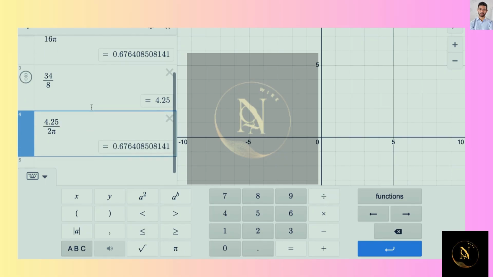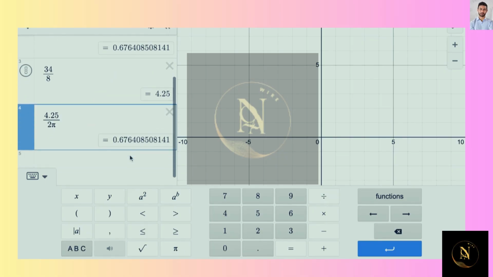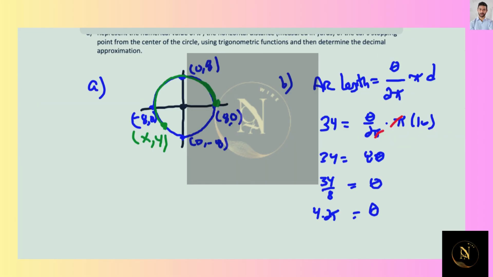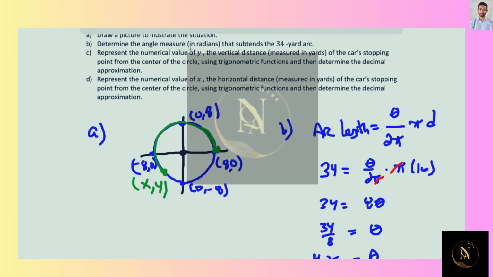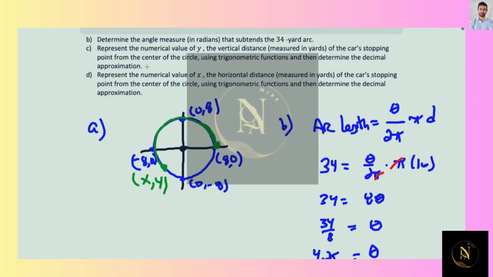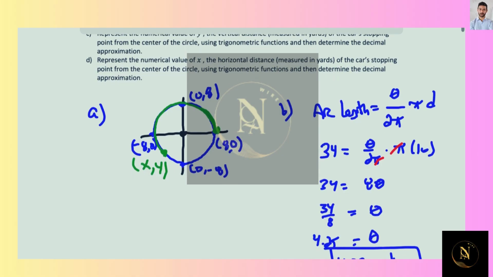Which is what this is here. So 4.25 radians for part B. In part C, represent the numerical value y using trig functions, and determine the decimal approximation.